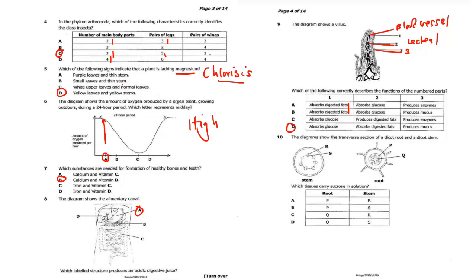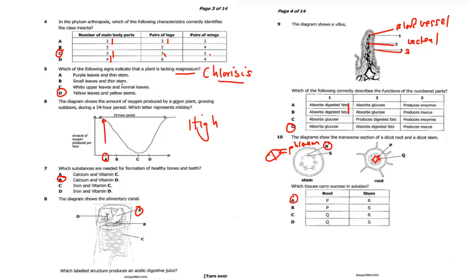Question 10. The diagram shows the transverse section of a dicot root and the dicot stem. Which tissue carries sucrose in solution? Sucrose is carried in the phloem, and therefore it's R, which is the outside part. The inside part is xylem. The star-like part in the middle here is the xylem. Then what is outside is the phloem. So P and R.